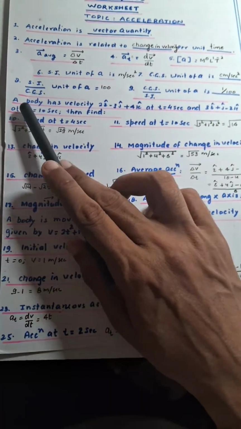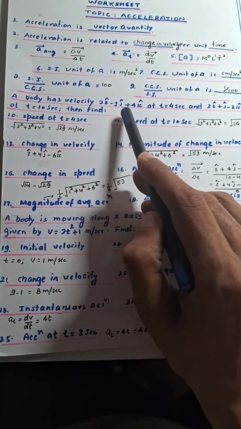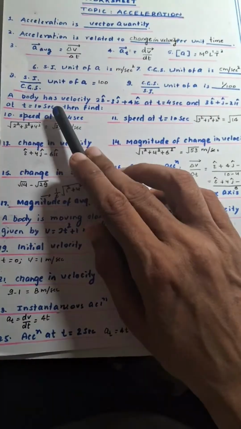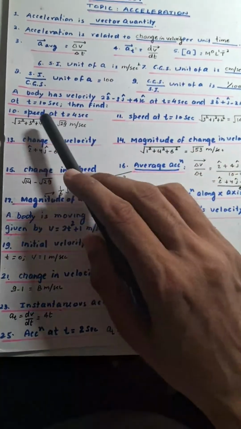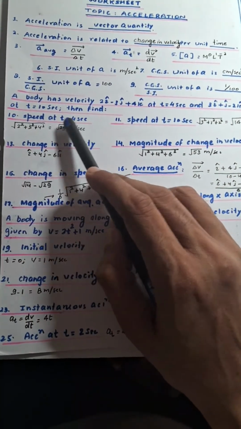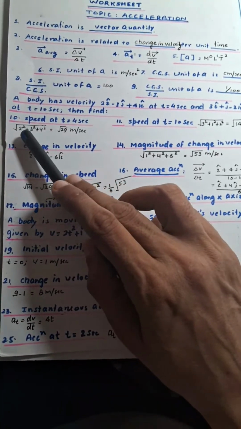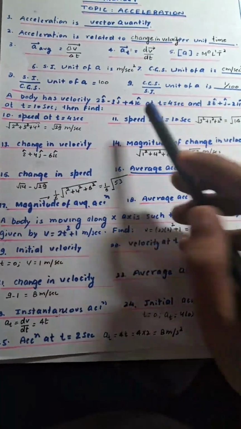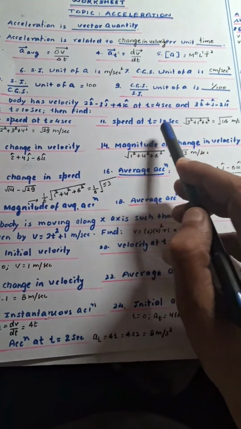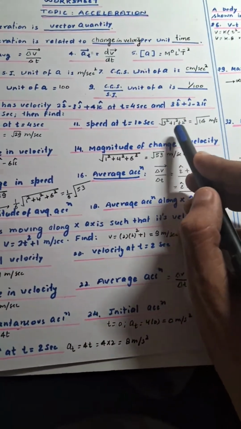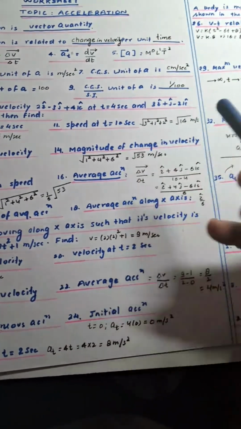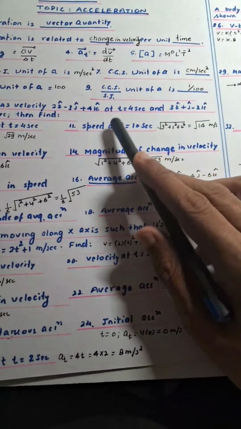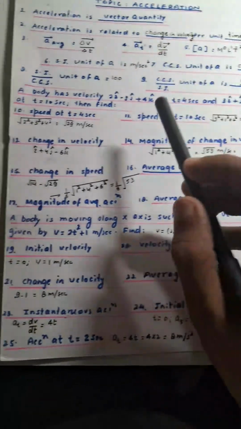Now there is another question: a body has a velocity 2i cap minus 3j cap plus 4k cap at t equals 4, and 3i plus j minus 2k cap at t equals 10. Then we need to find certain quantities. The first is speed at t equals 4 seconds. Speed is magnitude of velocity, which will be root of 2 square plus 3 square plus 4 square. Solving it gives root 29 meter per second. Then we need to find speed at t equals 10. Repeating the same thing, root of 3 square plus 1 square plus 2 square gives root 14 meter per second. In this way you can calculate speed at t equals 10 seconds.